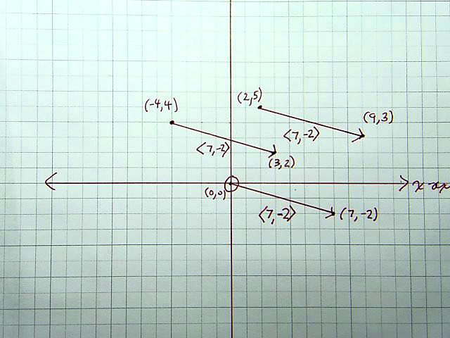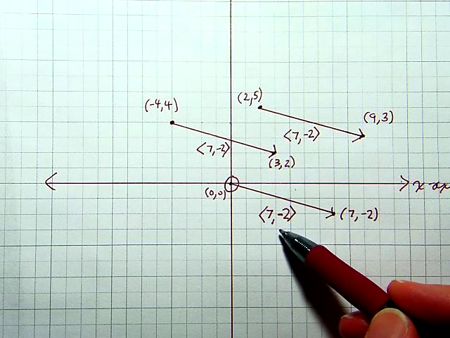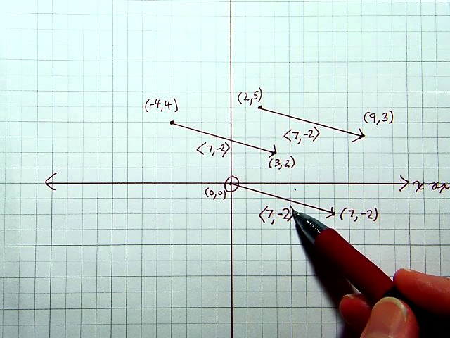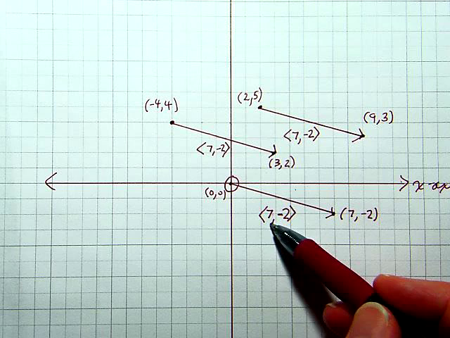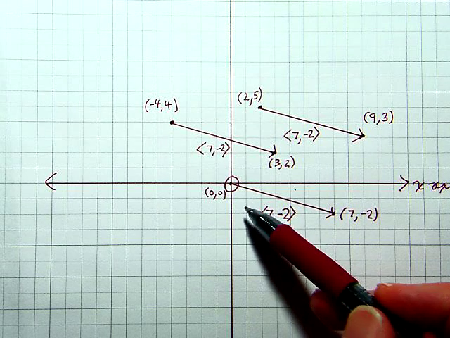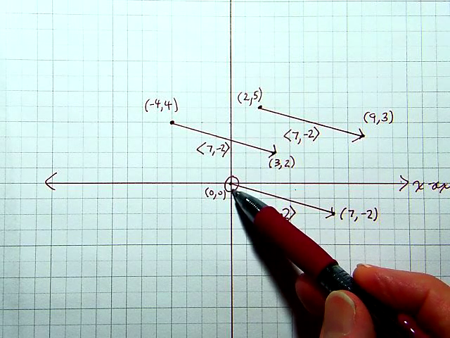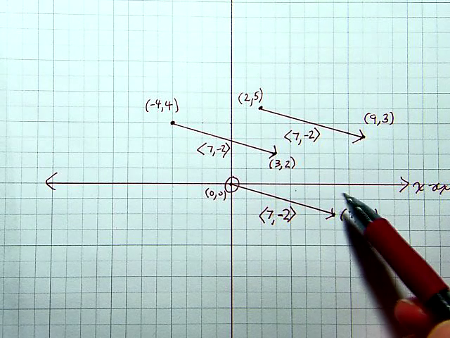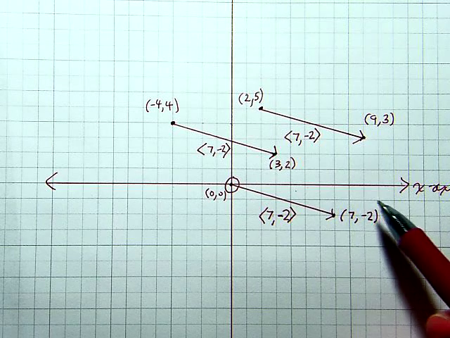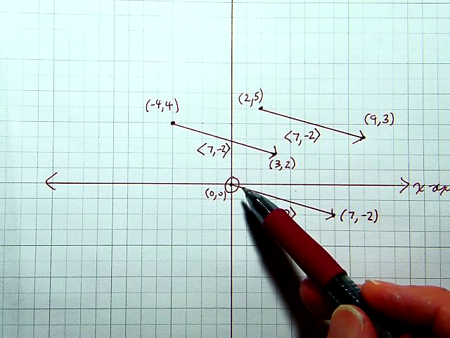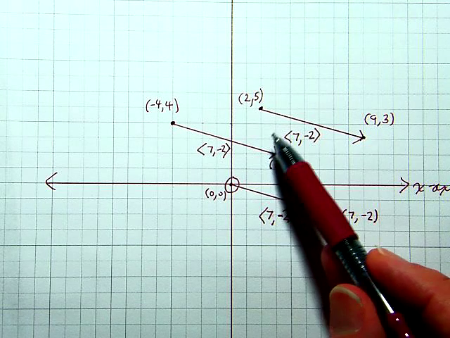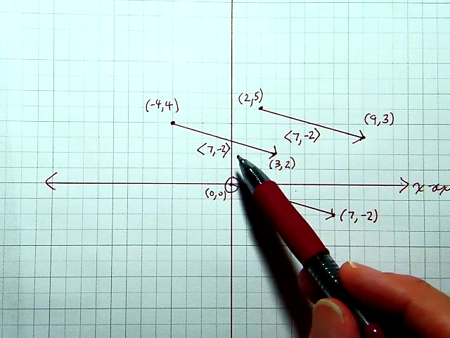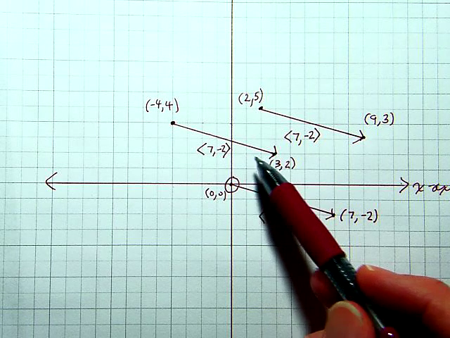So I hope you're starting to get the idea of why we use this notation ⟨7, -2⟩ in angular brackets. It tells us two things. First of all, if we choose to start the vector at the origin, it tells us what the ending point would be. In this case, the ending point is going to be (7, -2), but that's only true if we start the vector at the origin. But in all cases, what this tells us is how to calculate the head of the vector given the tail of the vector.